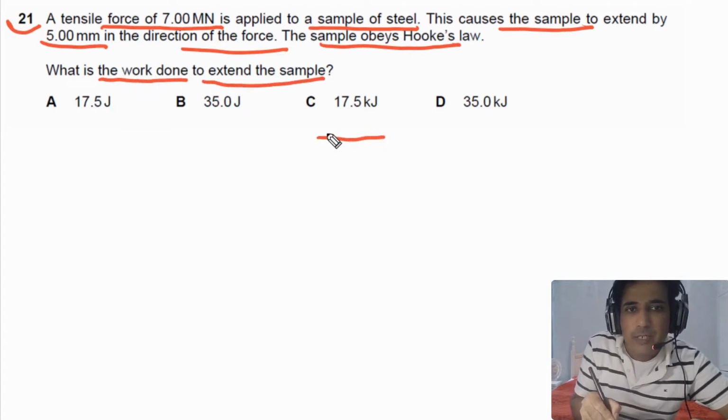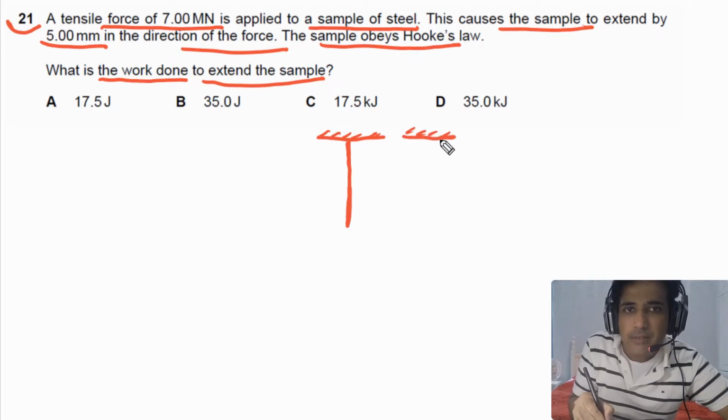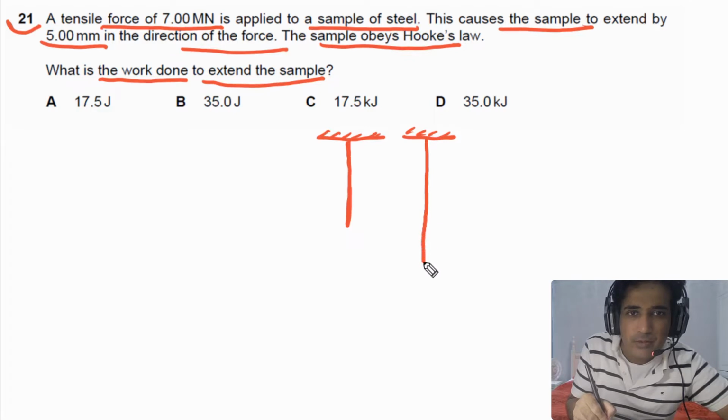First of all, you can imagine that we have a steel rod. So imagine that this one is the steel rod. This is hanging here. And then we attach a weight of 7 meganewtons at the end of this rod, and this rod extends by 5 mm.